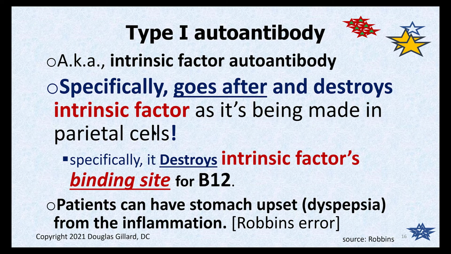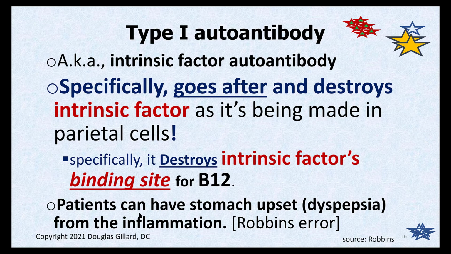And it destroys intrinsic factor. Specifically, it takes intrinsic factor's binding site and mutates it. So intrinsic factor can't hook up with vitamin B12, and we know that if vitamin B12 doesn't have intrinsic factor bound to it, it can't be absorbed into the body, and it goes right out into the toilet. Right? Patients can have a stomach upset.